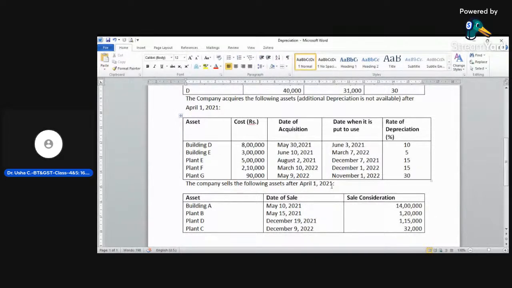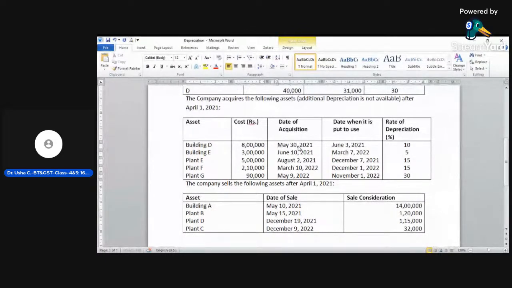Building D is purchased on 30th May 2021. That means for the previous year 2022-23. During that period, this building D is purchased.